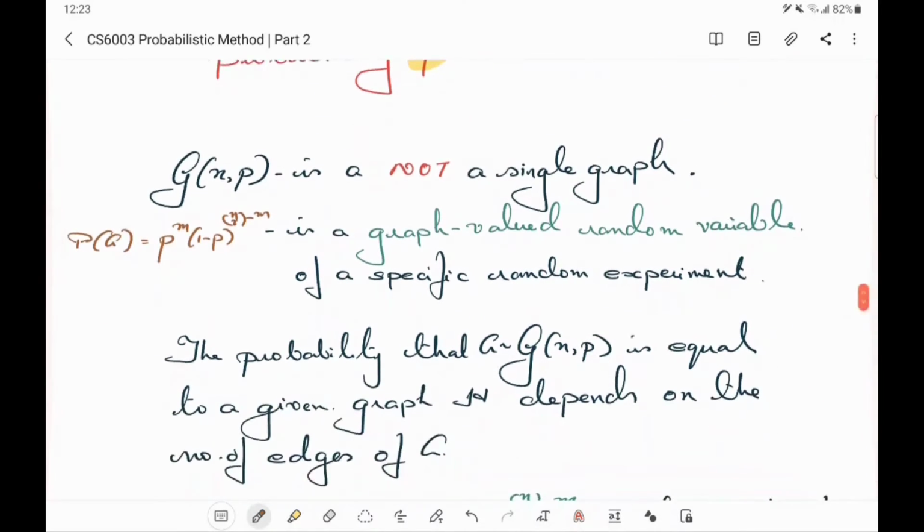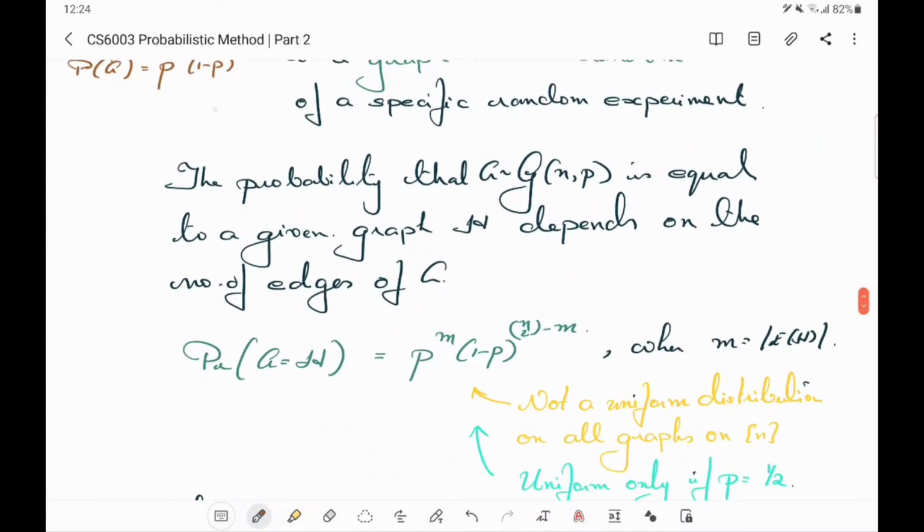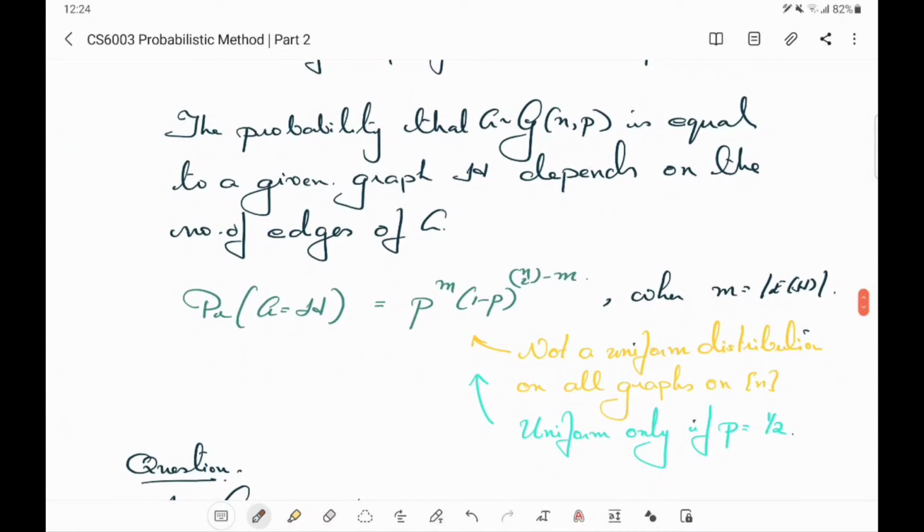Okay. So as I told you, don't think of this as a single graph, but as a random process which generates a graph, and this is a graph valued random variable. And this is what I had just written above. I had written it already clearly, right?